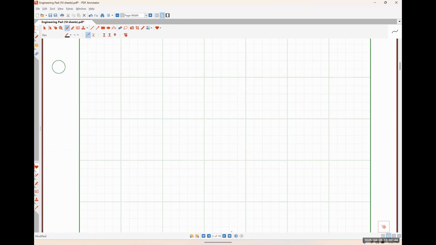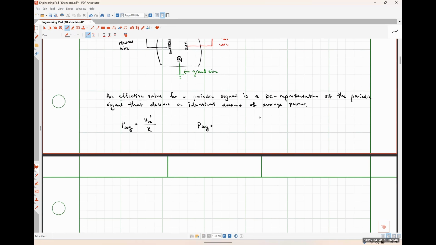So coming back to what we were talking about, I could say that my average power absorbed by an arbitrary resistance would be 1 over the period of the integral over one period of whatever my periodic voltage is squared divided by my resistor value.